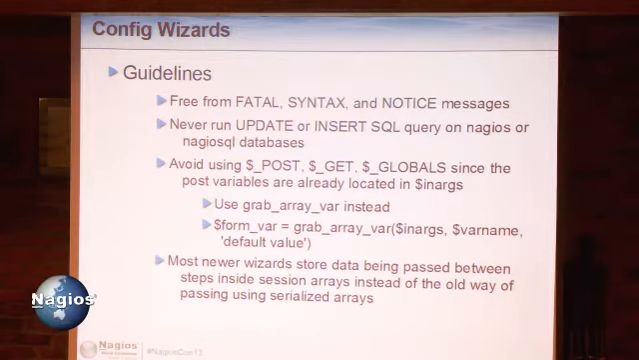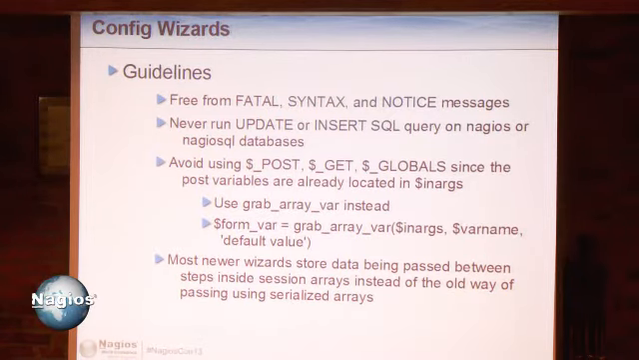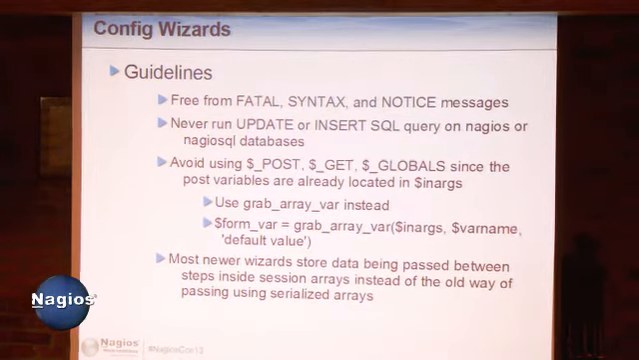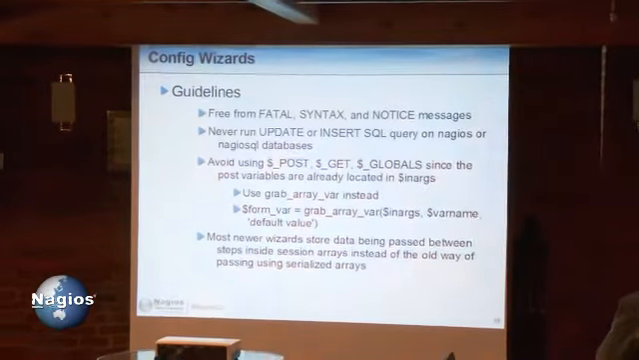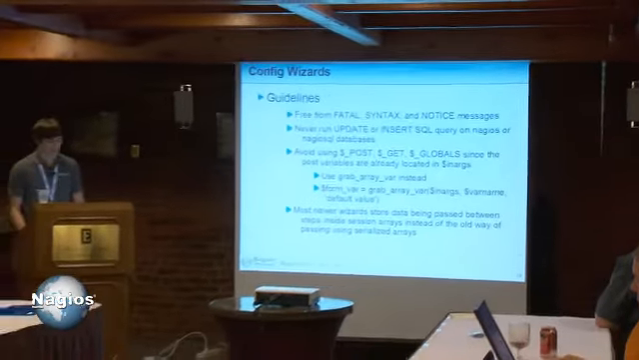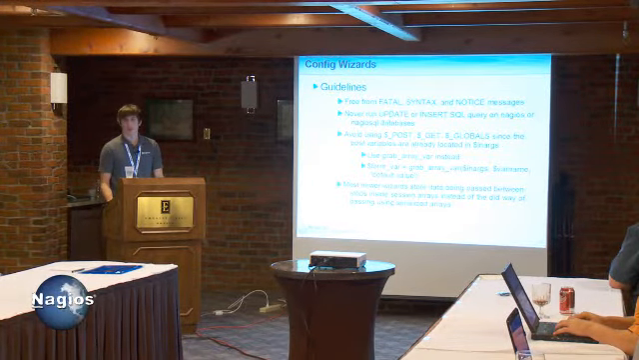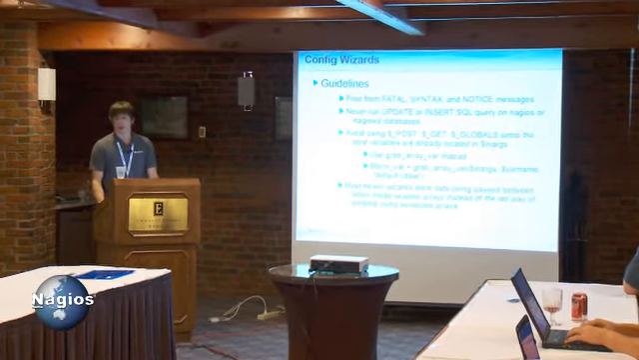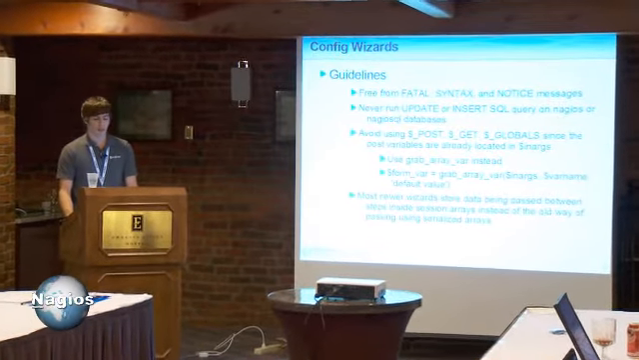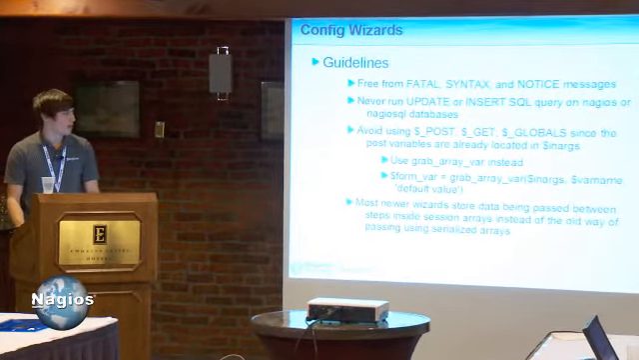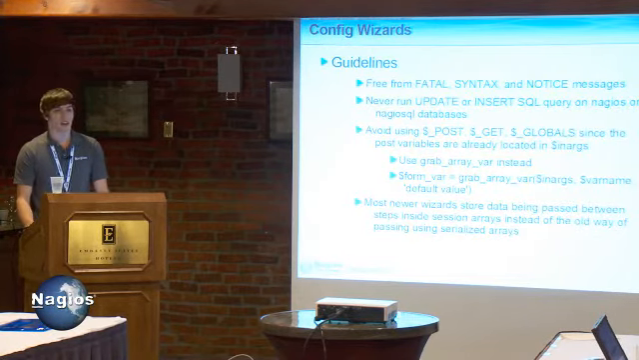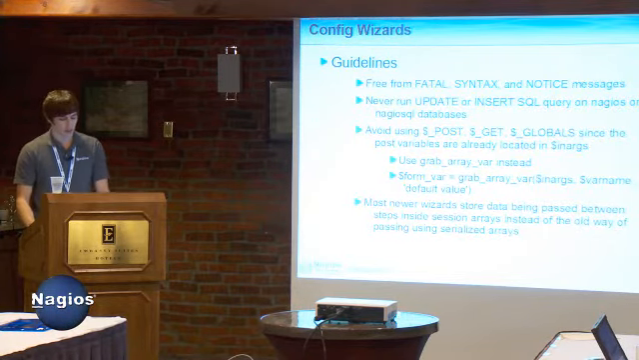It passes all the data for you, and then you send all the data to the CCM with a call at the end, and it will populate everything for you, so you shouldn't need to touch the database at all. You should avoid using post, get, and globals, since the post variable is already located in an array called inargs, and you're going to use the grab array var again, like you saw in the components. So if you wanted a form variable, you do a grab array var, and then inargs var name, and then you put a default value if you want one.